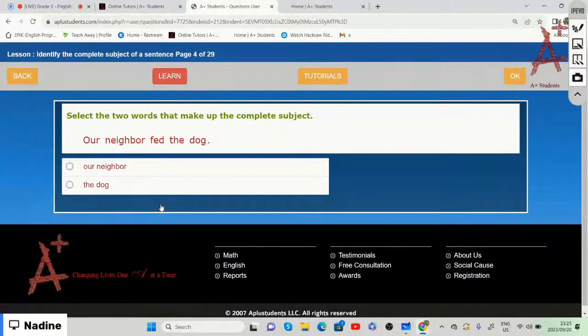Our neighbor fed the dog. We are selecting two words. Our neighbor fed the dog. So is our subject our neighbor or is it the dog? Let's select the correct one. Either our neighbor or the dog.